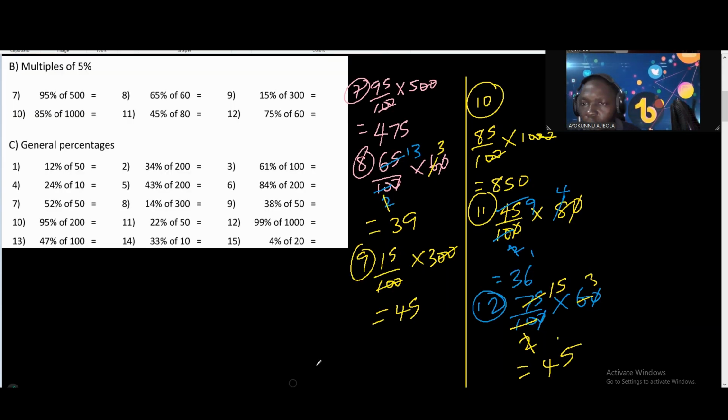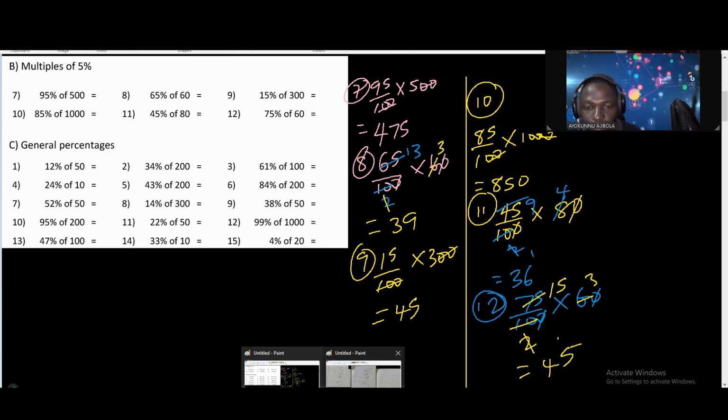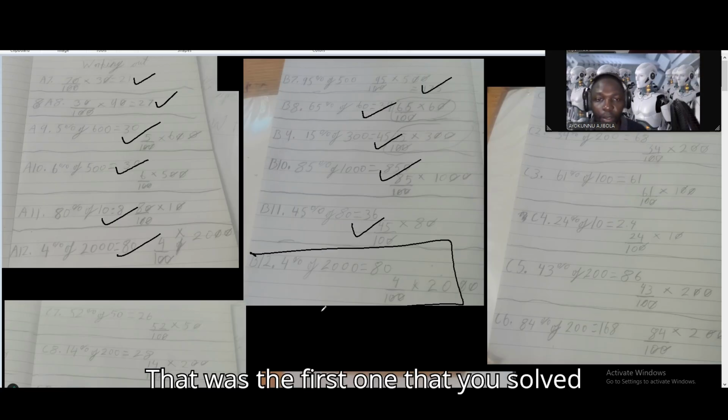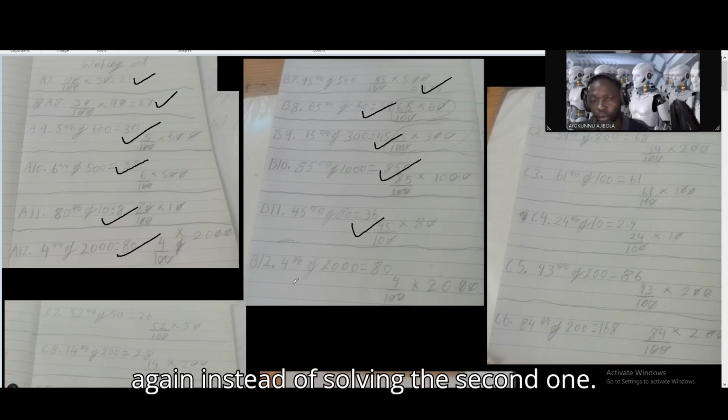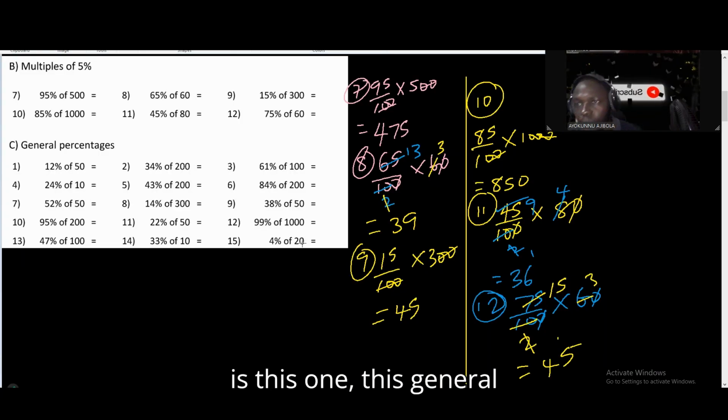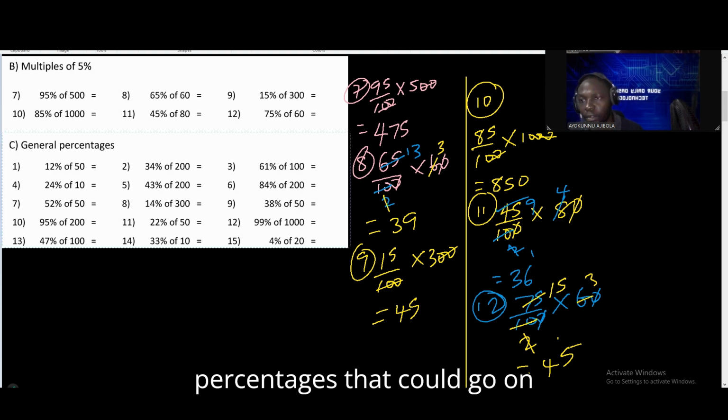So let's check it out. Wait, what's the question? 75% of 60, right? I think you solved a wrong question here, okay? Understand? Yeah. That was the first one that you solved again instead of solving the second one, okay? So let's go to the next page, which is this one, this general percentages.